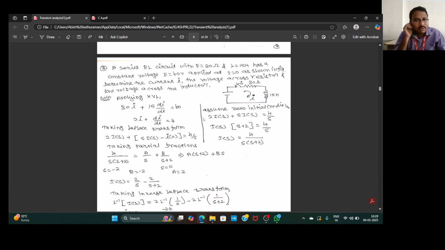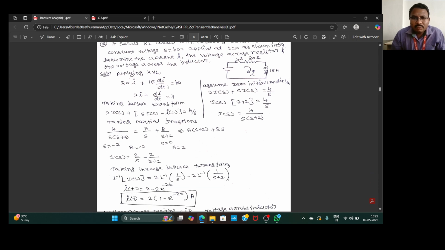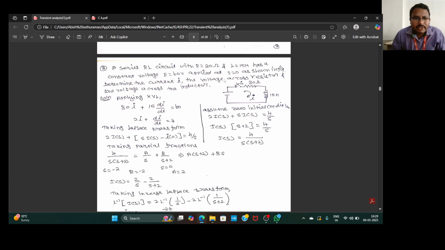Then let us see one more problem. A series RL circuit with R equal to 30 ohm and L equal to 15 Henry has a constant voltage E equal to 60 volt applied at t equal to 0. Here assume a relaxed circuit. Determine the current I, the voltage across the resistor and the voltage across the inductor. So this is the circuit diagram. For the solution, applying KVL: 30 I plus 15 dI divided by dt, equal to the voltage value 60.